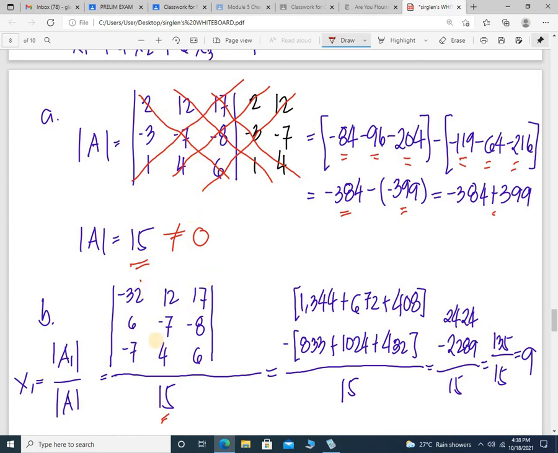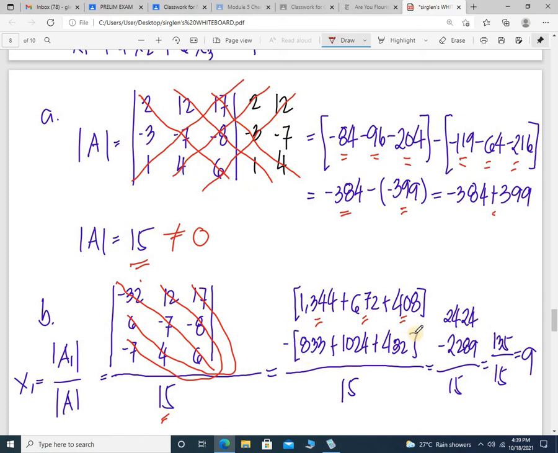Now, I'll be using this method. However, I won't need to rewrite the first column and the second column because I'll be showing you another method. So I have the first grouping minus the second grouping. This 1,344 came from the product of negative 32, negative 7, and 6. 672 is the product of 12, negative 8, and 7. And then 408 is the product of 17, 4, and 6. So we are simply multiplying the elements, which is the same thing as the method I used for this part.